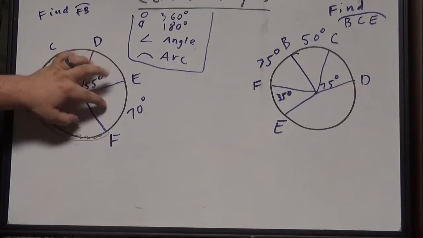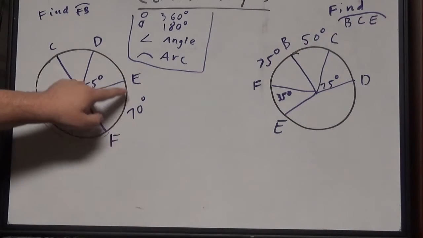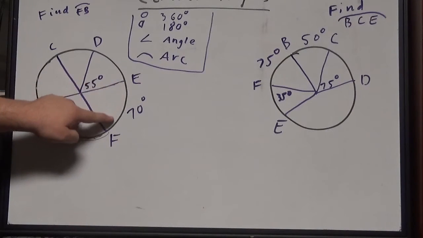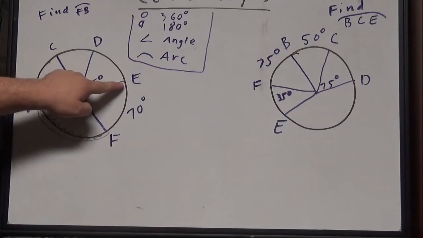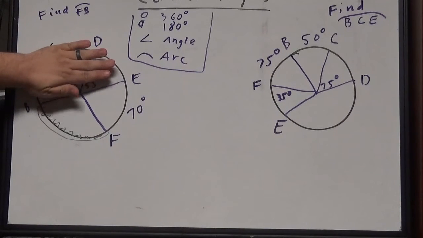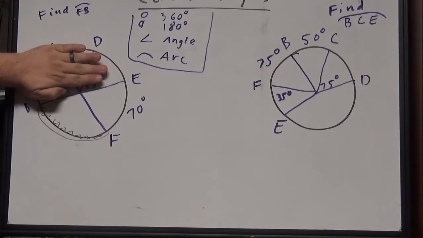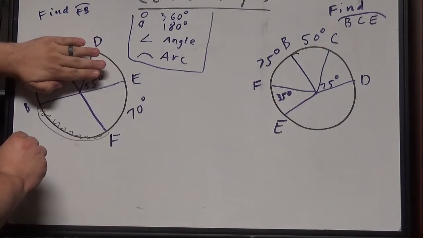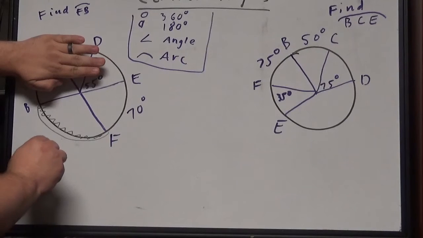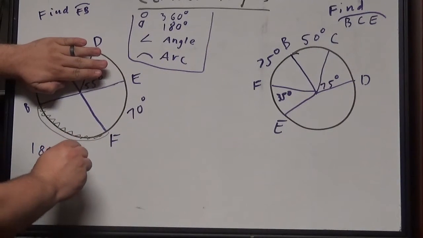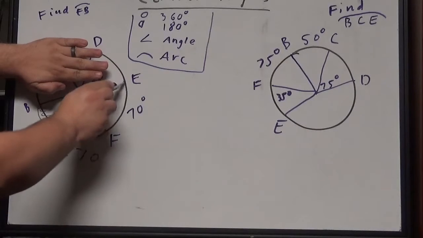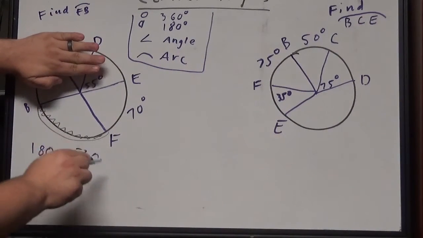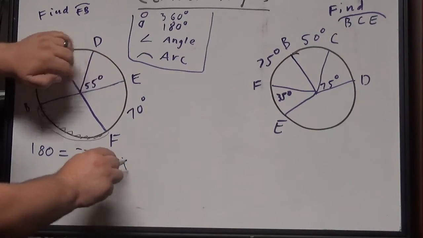Well, what do we know on this side? We know that this section, not the section we're solving for, but the other part, is 70 degrees. Okay? From E to F is 70 degrees. Remember, we're ignoring everything I'm covering up. We're only looking at this half of the circle. We know that there's 180 degrees total. We know that this portion is 70, and this portion, well, we don't know it. That's what we're searching for.